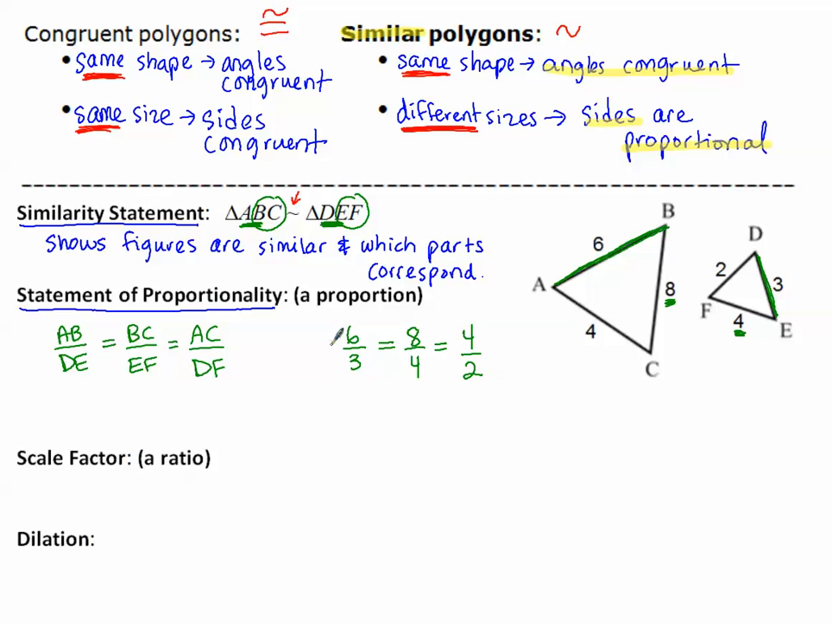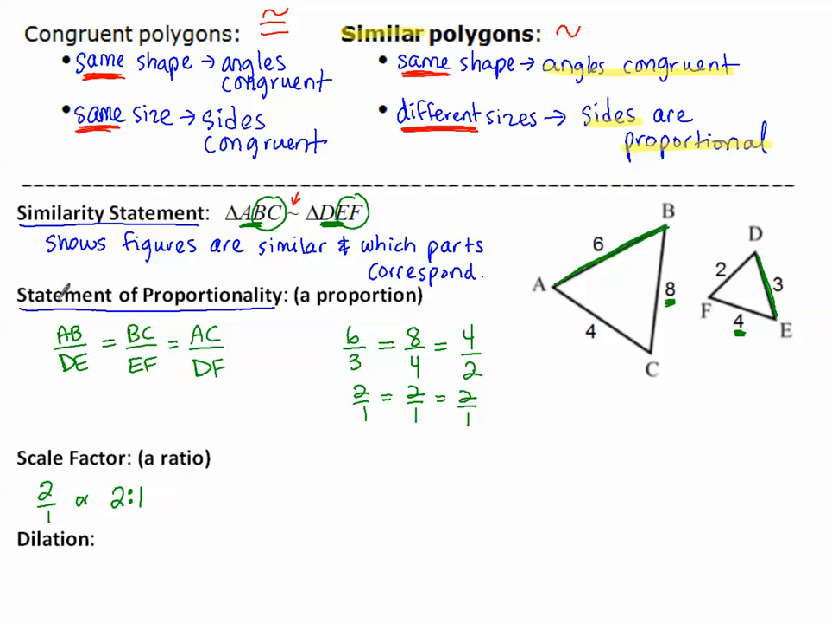Well, just a glance at these numbers, and you say, well, those aren't equal, but let's reduce it. 6 over 3 makes 2 over 1, 8 over 4 makes 2 over 1, and 4 over 2 makes 2 over 1. All of them make the same ratio. That's how we tell that the sides are proportional. And that ratio is the scale factor. So for this example, the scale factor is 2 over 1. Another way that the scale factor can be written is 2 to 1 with a colon like that.